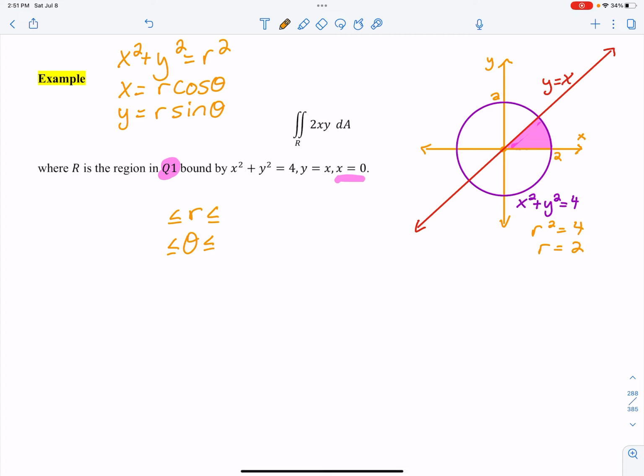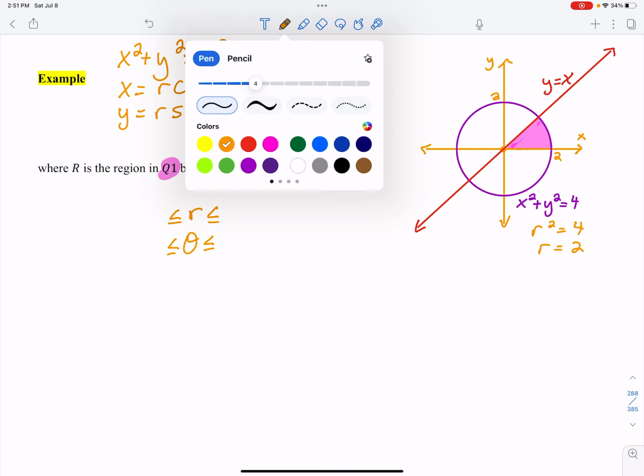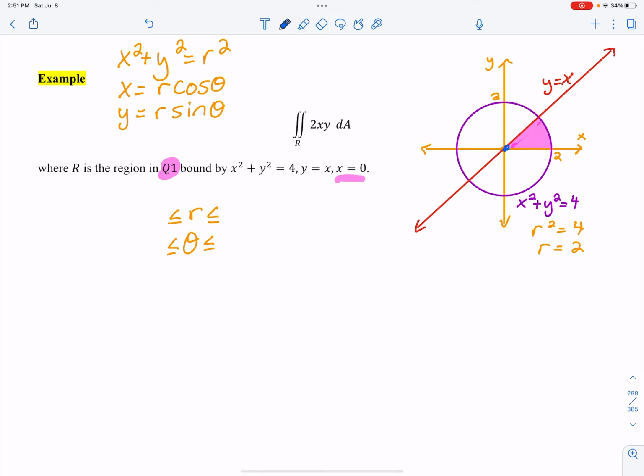I'm just going to set my bounds up. That way when I go to my integration, it's nice and straightforward. We always start at the origin because that's how r is defined. Let me grab another color here. We'll pop out there, blue maybe.